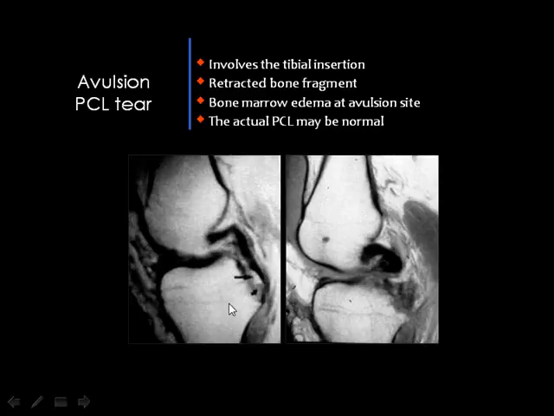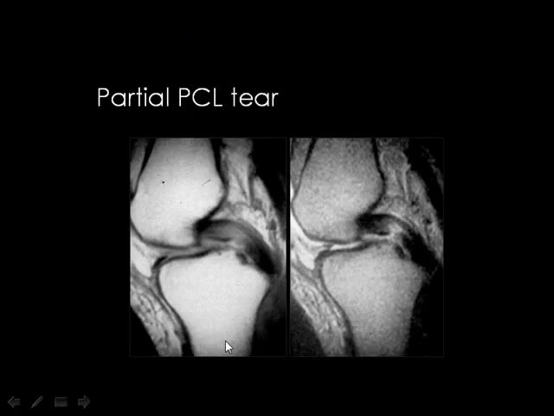And you see here, this bone fragment was attaching the ligament to the tibia, but post-traumatic, the fragment was avulsed. What do you think? This ligament is torn or intact? It's torn. No, the ligament substance is intact, but it's not fixed to the tibial attachment, so it's torn. But the ligament substance itself is intact. And this is what we call avulsion tear.